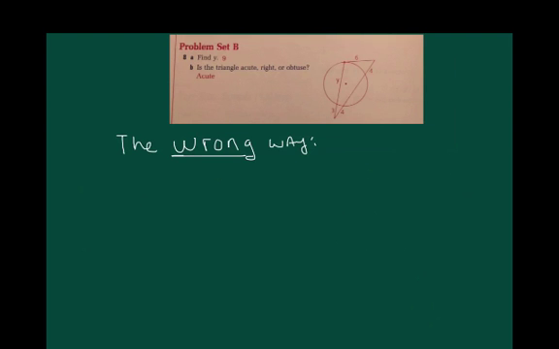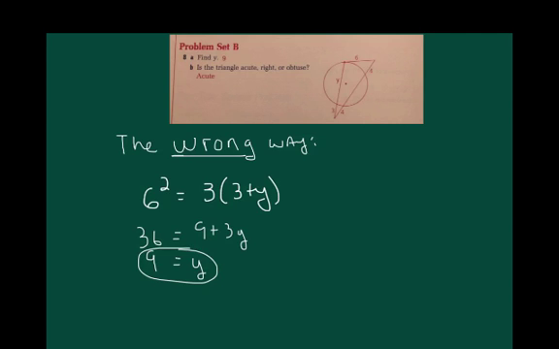Okay, the wrong way looks a lot like the right way, so you got to be careful. See, the wrong way would involve what looks like the tangent-secant power theorem. And you might say that this tangent, 6 squared, should equal the secant 3 times 3 plus y. If you solve that, you'd also get 9.